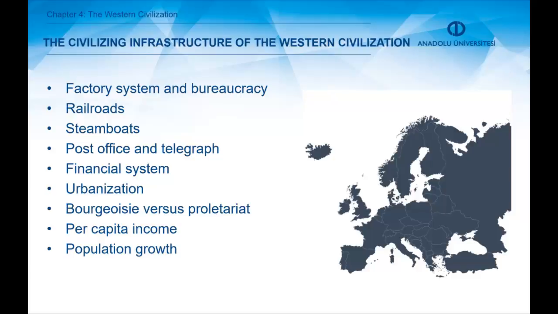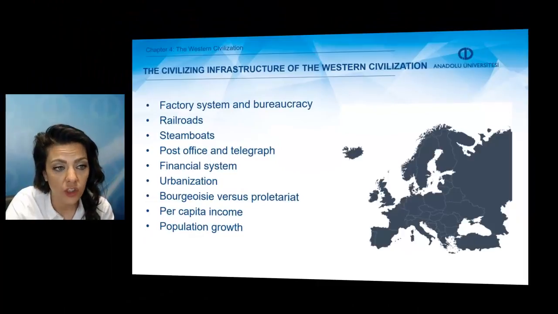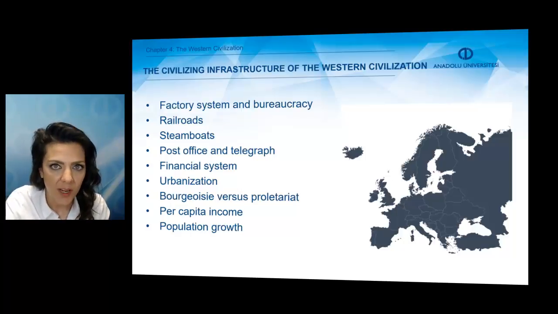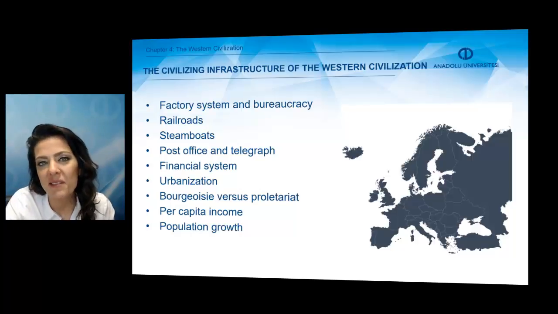As for the civilizing infrastructure of Western civilization, you can see the effects of the developments within this list on Western civilization. For instance, the factory system and bureaucracy contributed much to the development of Western civilization, and also had an influence worldwide. Railroads, the invention and use of steamboats, the post office and telegraph, the financial system, urbanization, bourgeoisie versus proletariat, per capita income, and population growth: all these concepts and advancements had a great influence both on Western civilization and on other civilizations worldwide. As you see, Western civilization has many elements and main events, which also influence other civilizations.